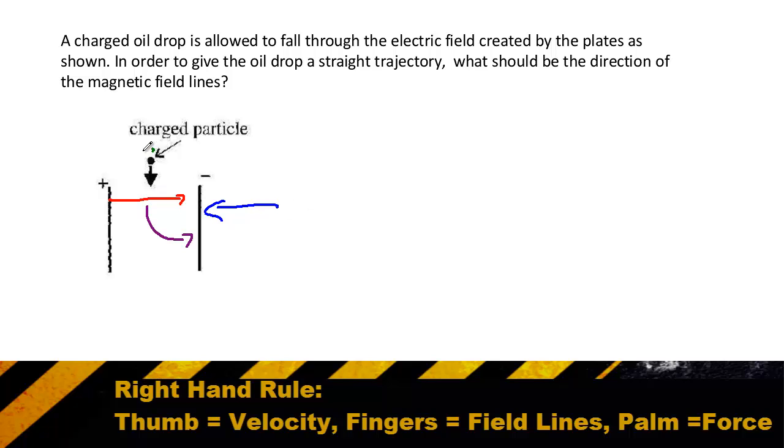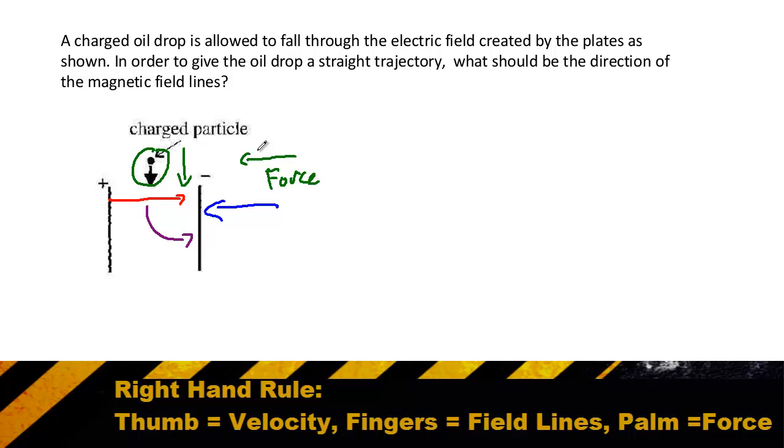The velocity of the charged particle, that's going straight down. So your thumb should be pointing down towards your lap. We want our force to counteract the red electric field lines. So our palm needs to be facing towards the left. So see if you can figure out a way that your thumb is pointed down and the palm, again, of your right hand is facing towards the left.